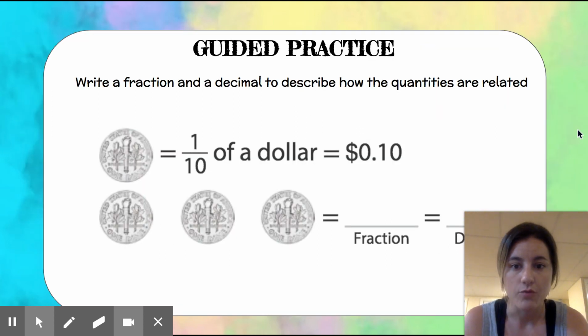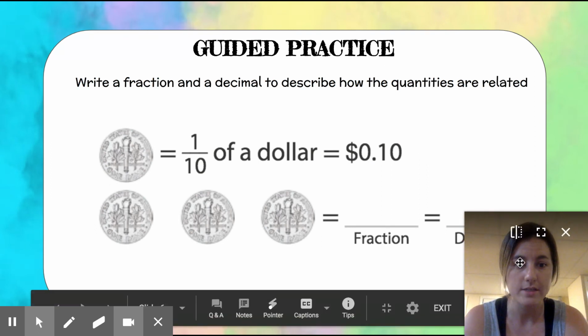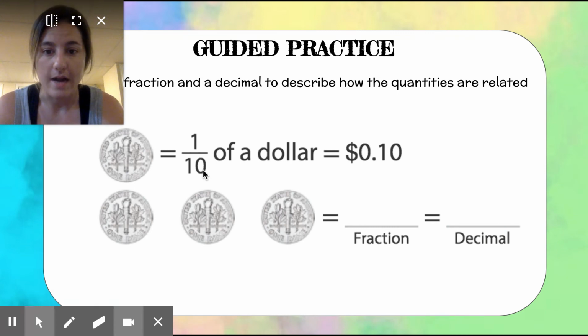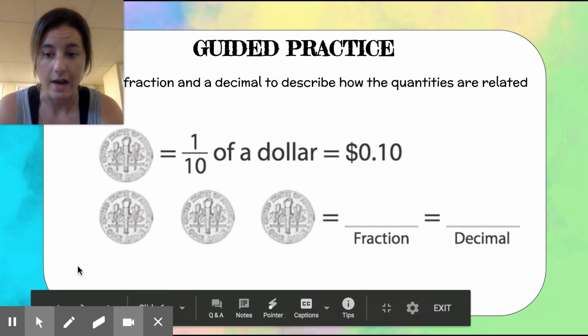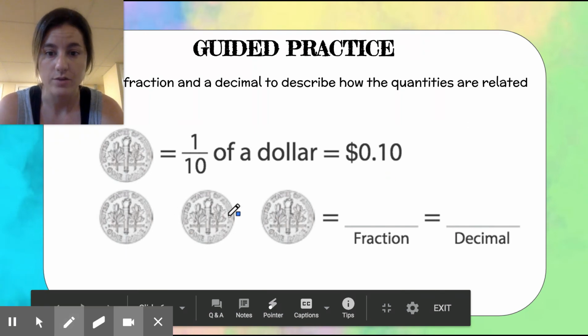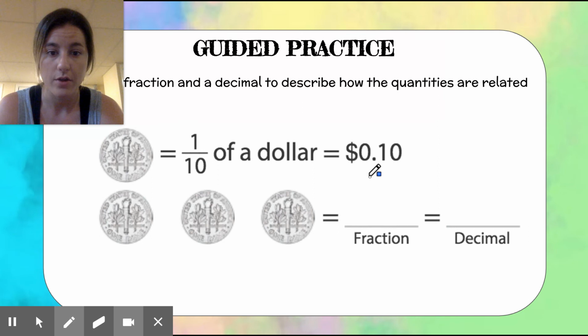Okay, write a fraction and a decimal to describe how the quantities are related. So, a dime is 1/10 of a dollar. So 3 dimes would be 10, 20, 30, or 3/10 of a dollar, or 0.30.